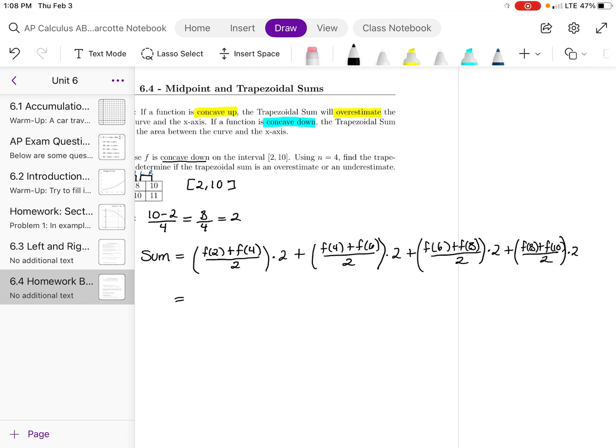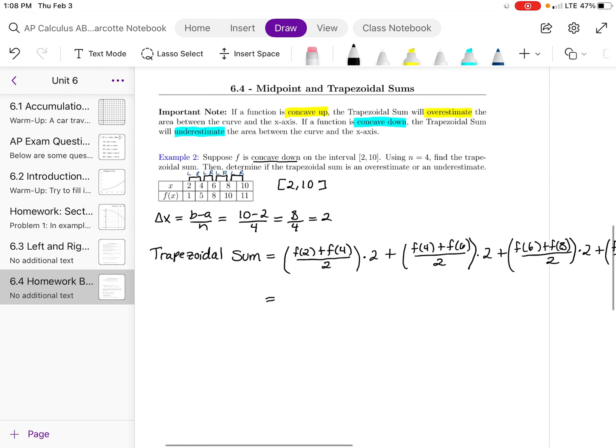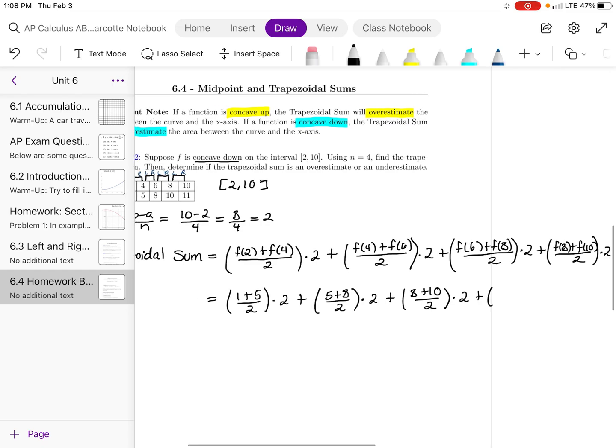So now I just need to plug in the function values. So f of 2 and f of 4 give me 1 plus 5 over 2 times 2, plus 5 plus 8 over 2 times 2, plus 8 plus 10 divided by 2 times 2, plus 10 plus 11 divided by 2 times 2.